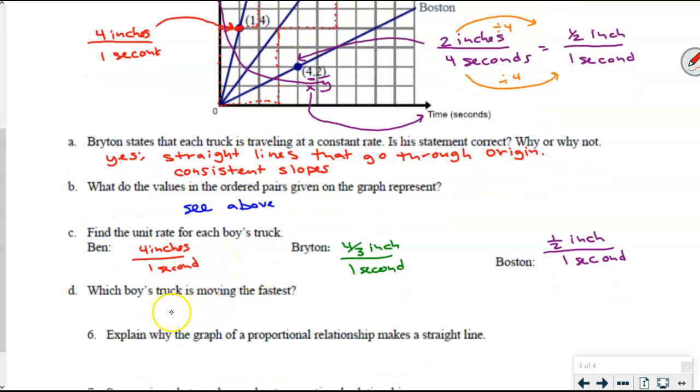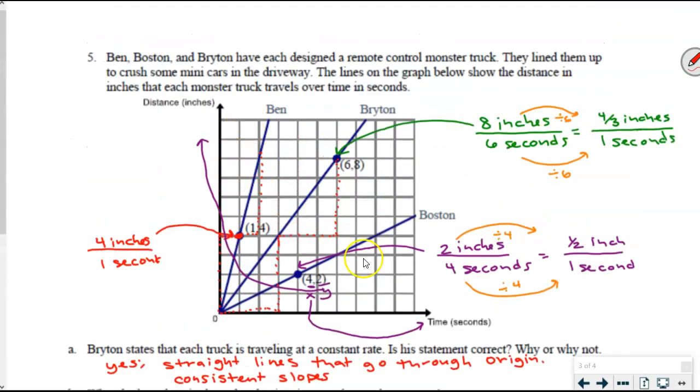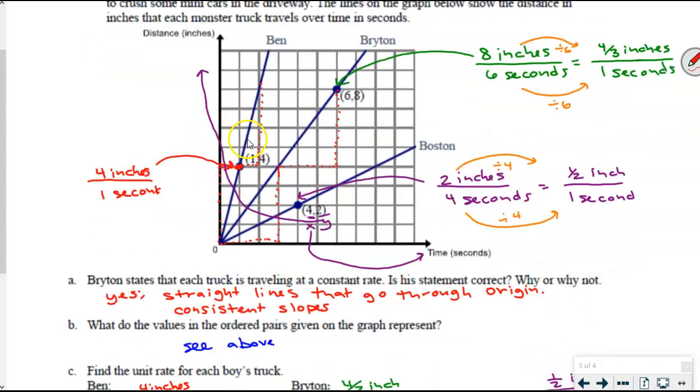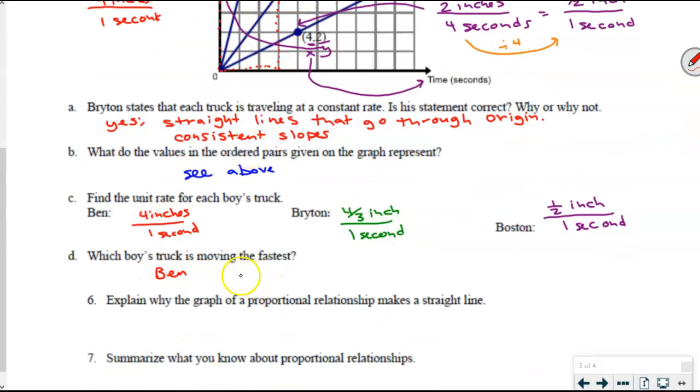Who could have answered this question without finding the unit rate? What if I just presented just this information and said who's going the fastest? Could you answer that question? Okay, how can you answer that question, Tanner? Yeah, looking at the slope. Ben has the steepest slope. Higher unit rate, steeper slope.